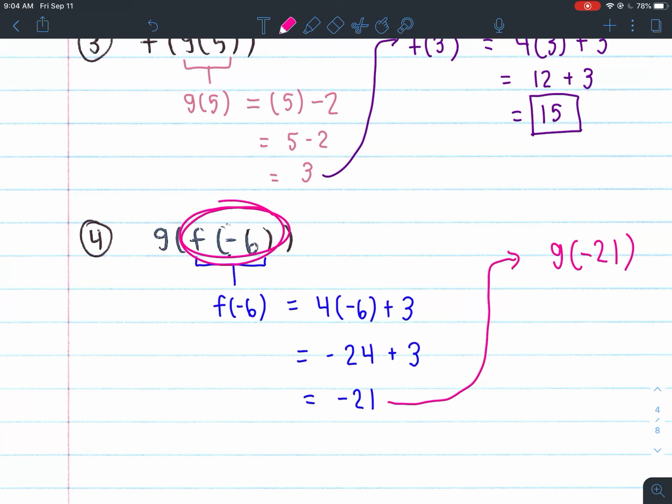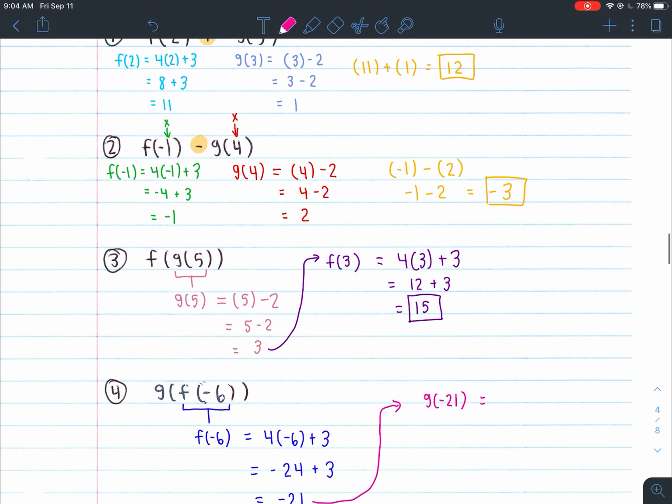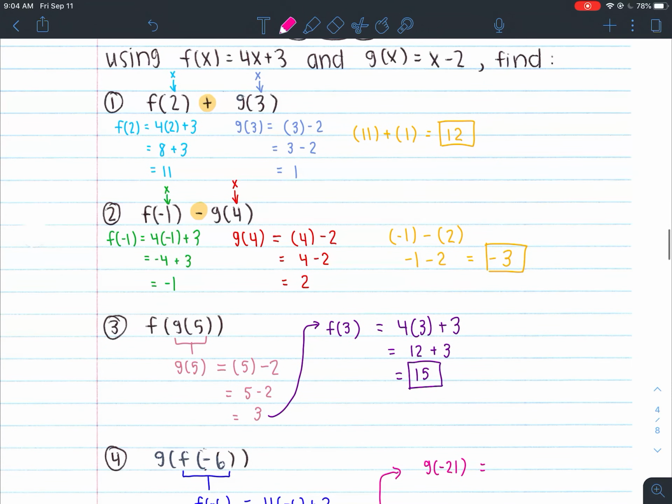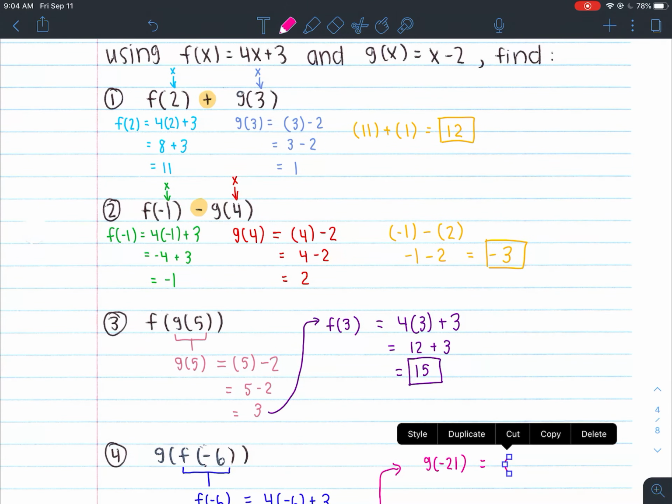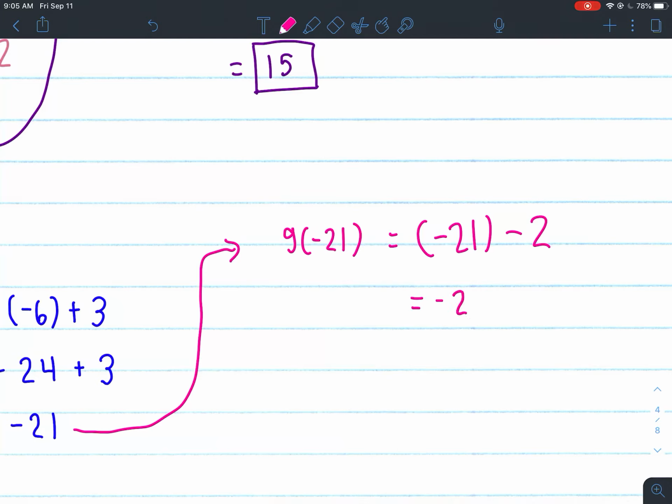Again, you solved for the f part first, and now you're going to evaluate for the g part, which is the second. But you can't do the g until you find f because f came first. So I'm going to evaluate the g function. Anywhere I see an x, I'm going to plug in a negative 21. Negative 21, parentheses, minus 2. Well, negative 21 would just be negative 21 minus 2, and so my last expression would be negative 23.